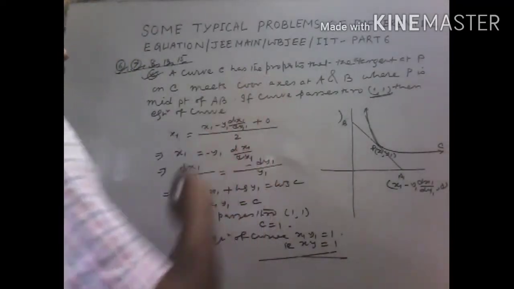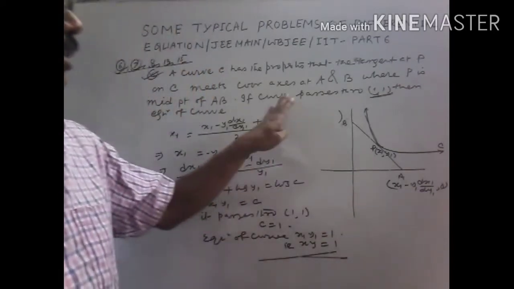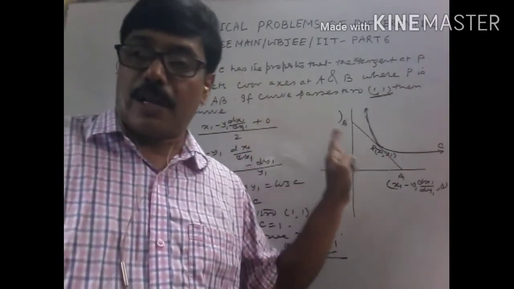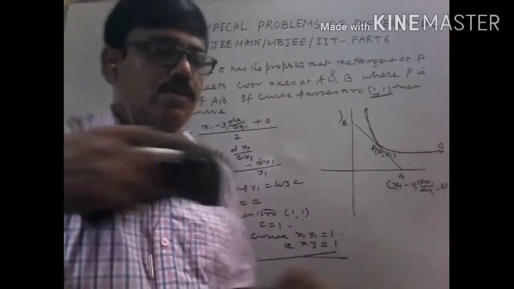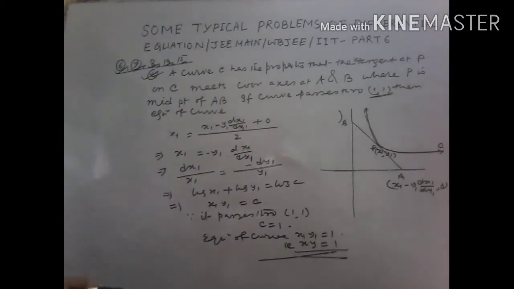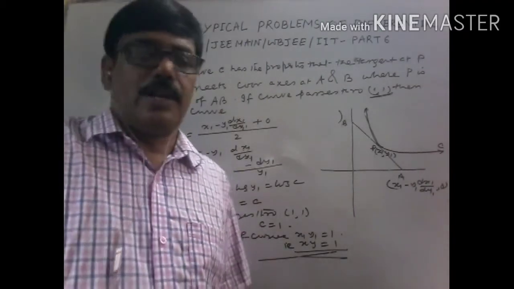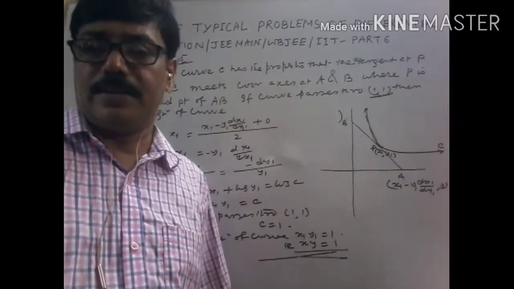So the equation of the curve is a rectangular hyperbola. The answer is given in this form: it is parabola, hyperbola, ellipse, or circle. So the answer will be rectangular hyperbola. So you need an idea of the tangent only.